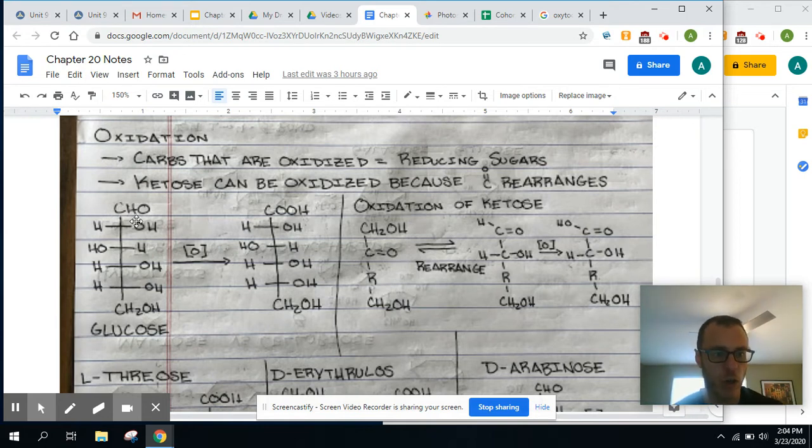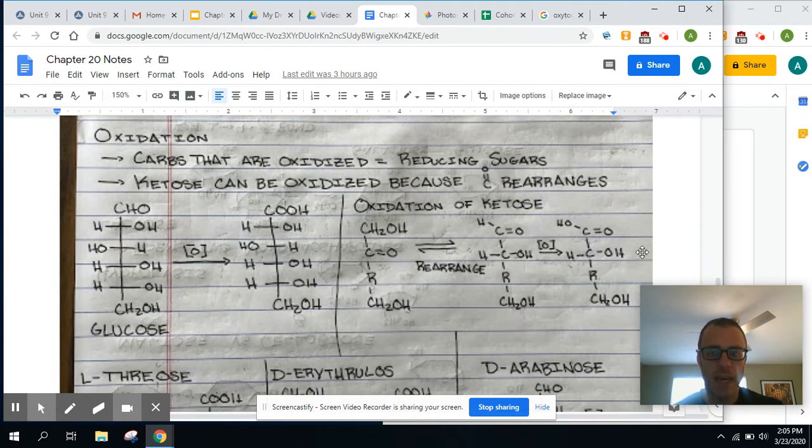So here, this is glucose. Can we oxidize glucose? You betcha. The aldehyde group is oxidized to a carboxylic acid. So from here to here. This is going to play a major role once we get to the citric acid cycle. Here, if we're oxidizing a ketose, this is a little bit different.